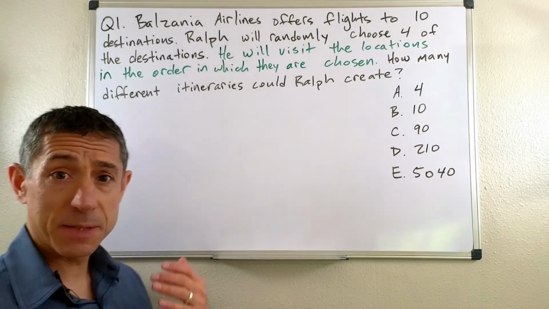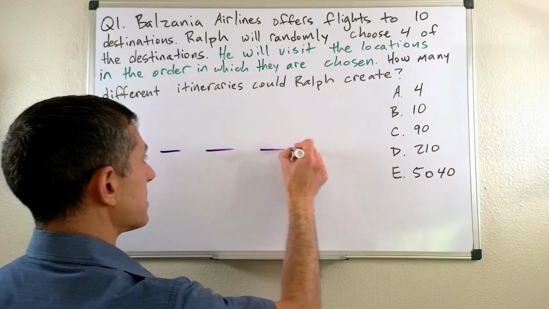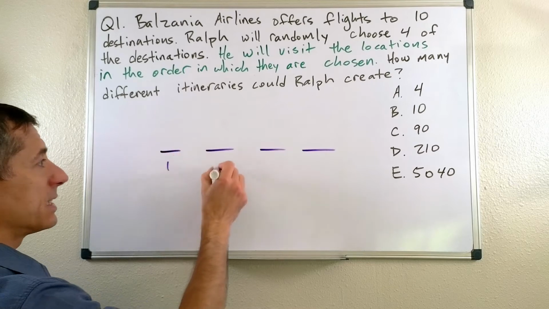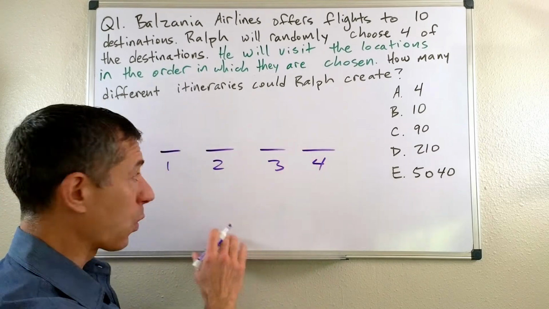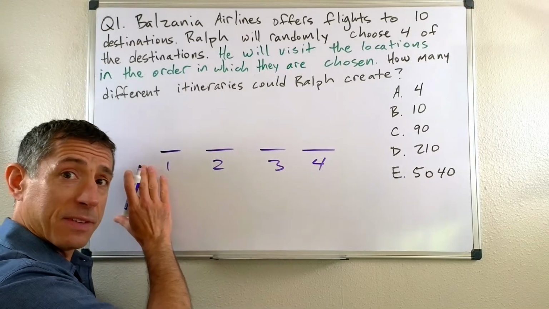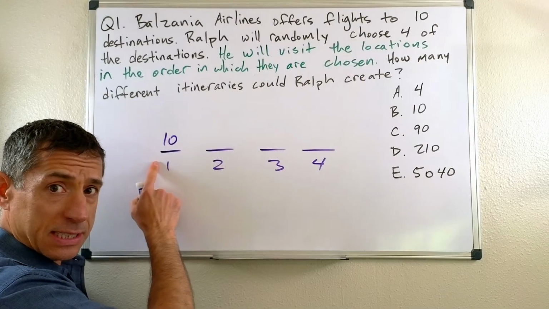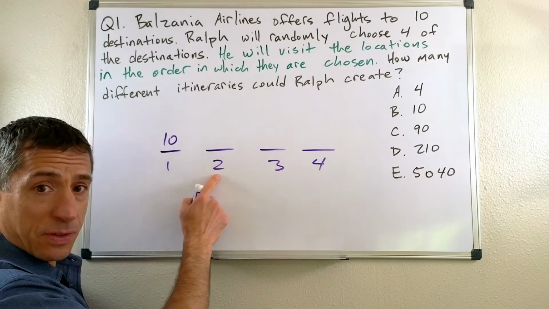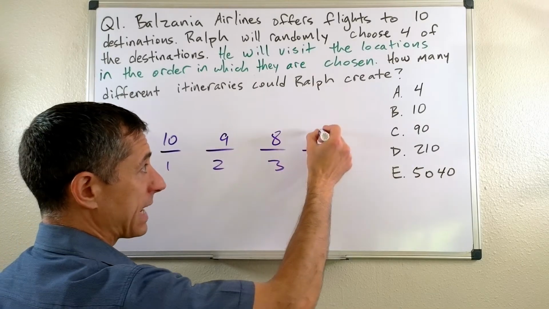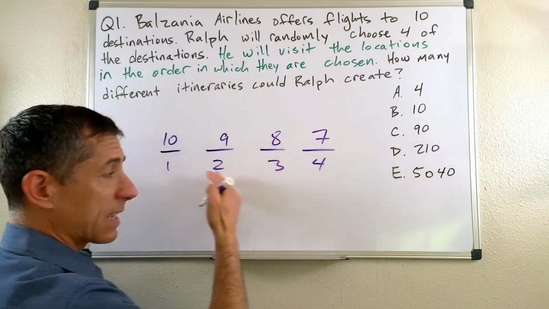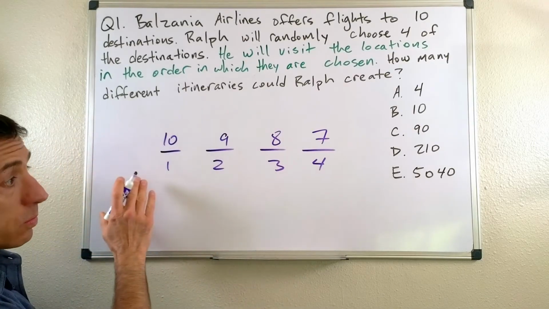Here, just be intuitive. Picture what's going on. Ralph is going to go to 4 places. So he's got destination number 1, destination number 2, destination number 3, and destination number 4. We care about the order. How many options does Ralph have for his first destination? Well, 10 different destinations, so he can go to 10 different places. How many are left for the next one? He can go to 9 different places. How many for the next? 8 remaining. And then 7, because he's visiting different destinations, not repeating them. So what are you doing here?